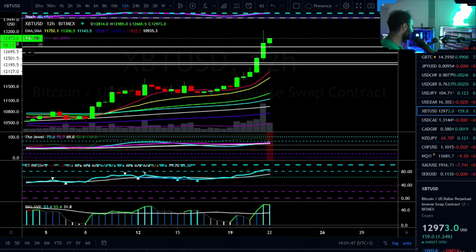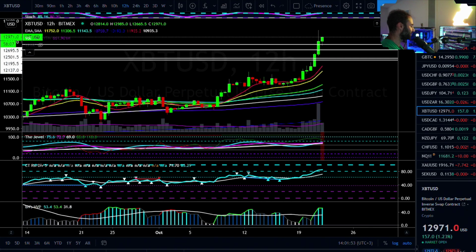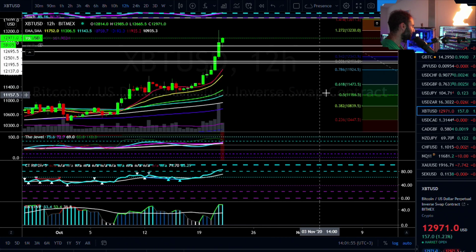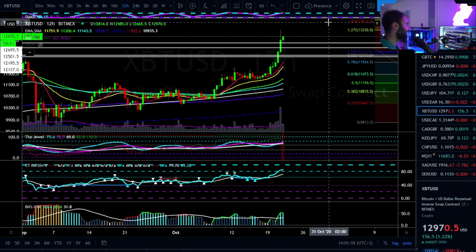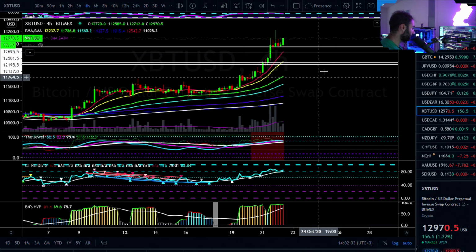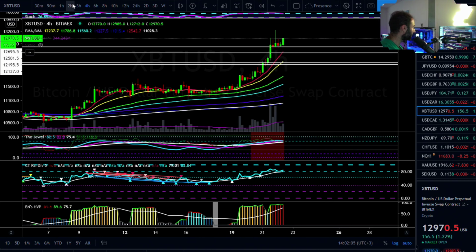Going to the 12-hour right here. If we do check out yesterday's high at 13,250, then I would be looking for the next major fib to be hit, which I believe I do have on this chart. Yeah, I do. It's 13,600-ish region. That's kind of the next thing I'd be looking for, or some bearish divergence on either a 2-hour or a 4-hour.